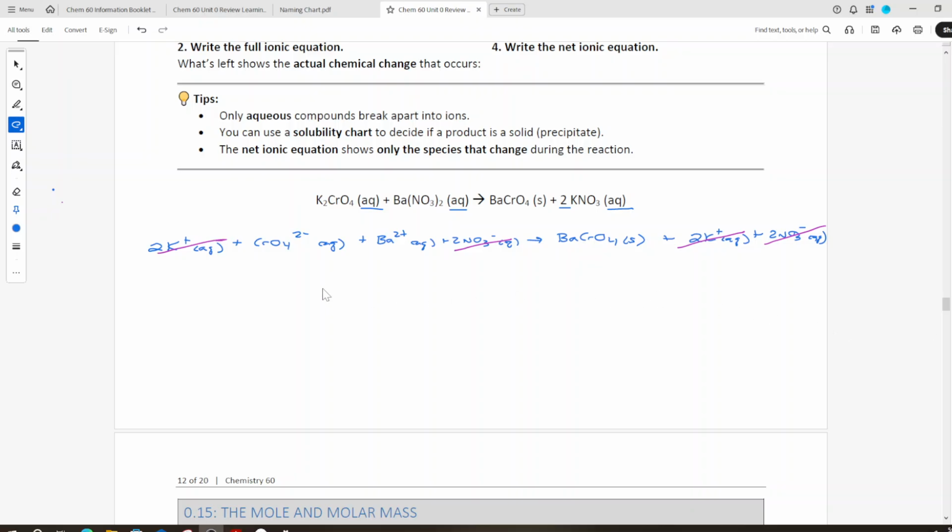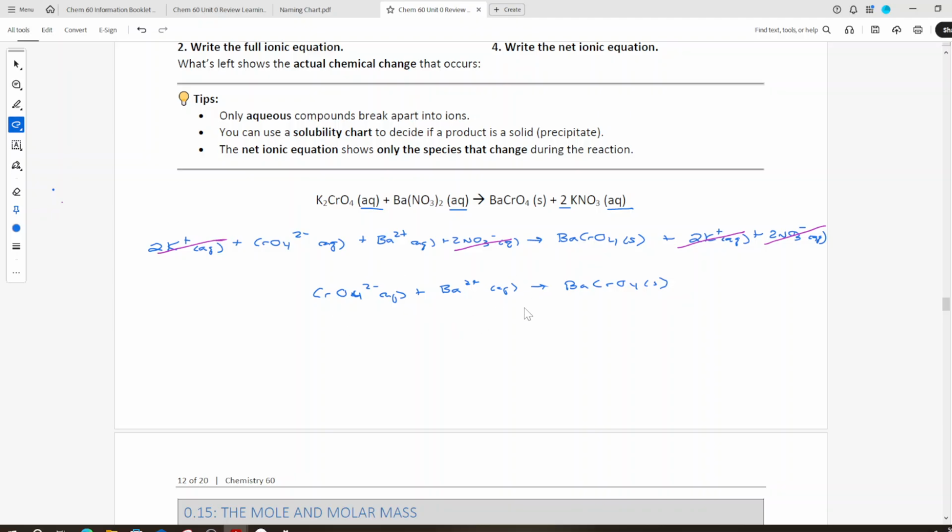All right, and then we look to see what's left. So we've got the chromate, 2 minus, aqueous, plus the barium, 2 plus, aqueous, forms that solid barium chromate. So the thing that drove this reaction is the formation of a solid. Now I always have a tendency to want to write it as barium plus chromate goes to barium chromate. I just wrote it the way that it exists. If you had them switched, that's fine.